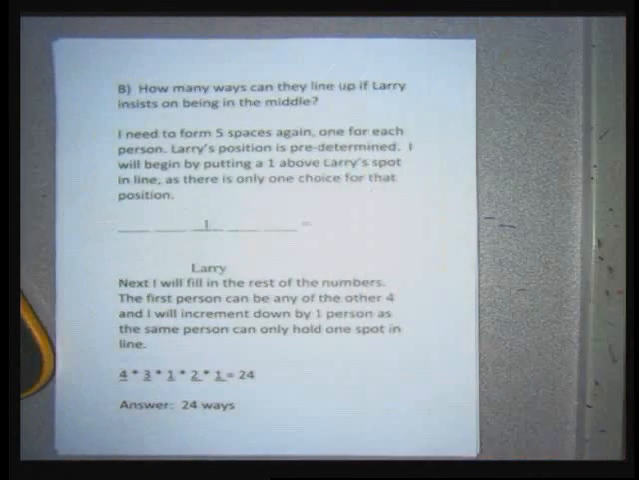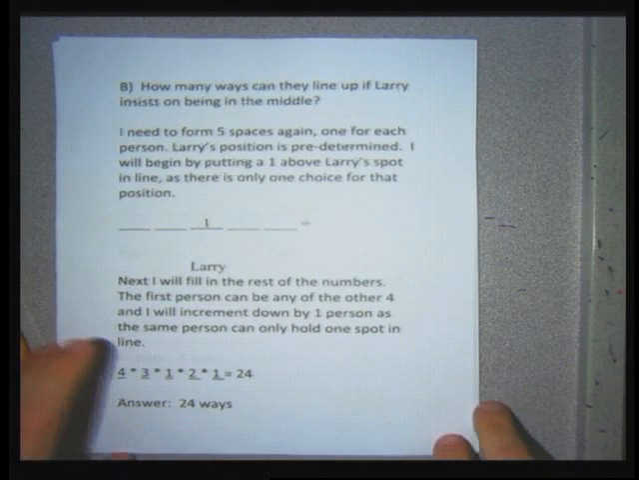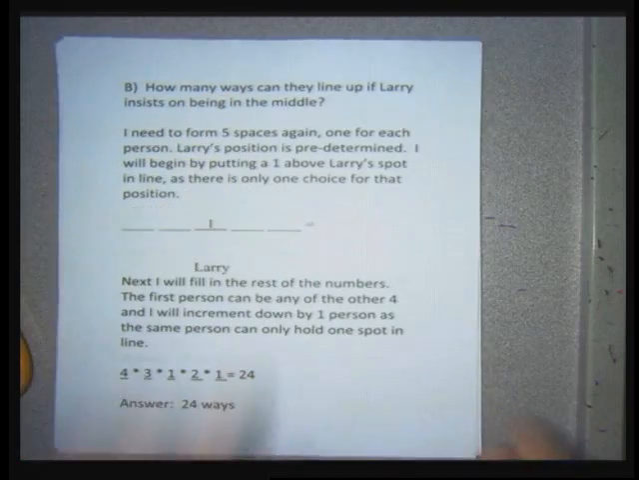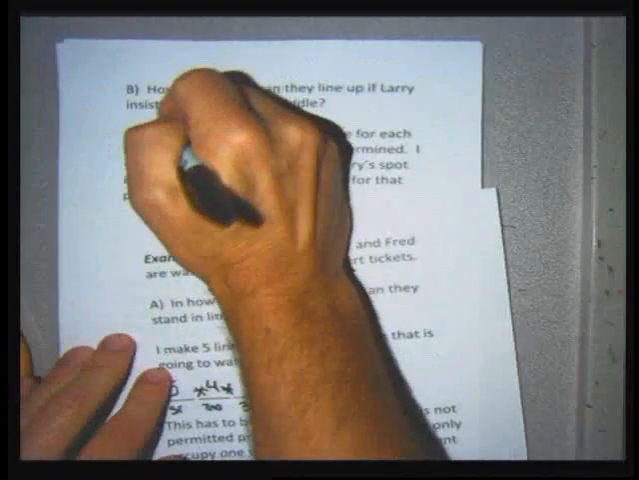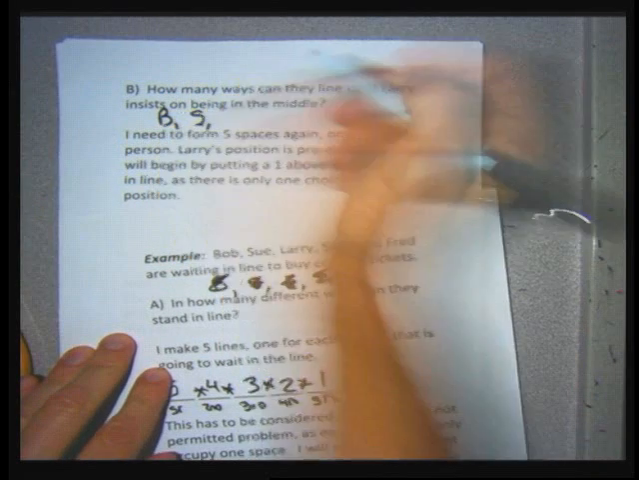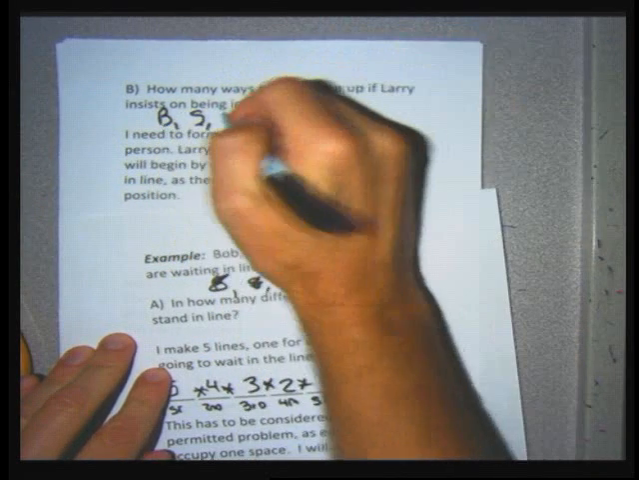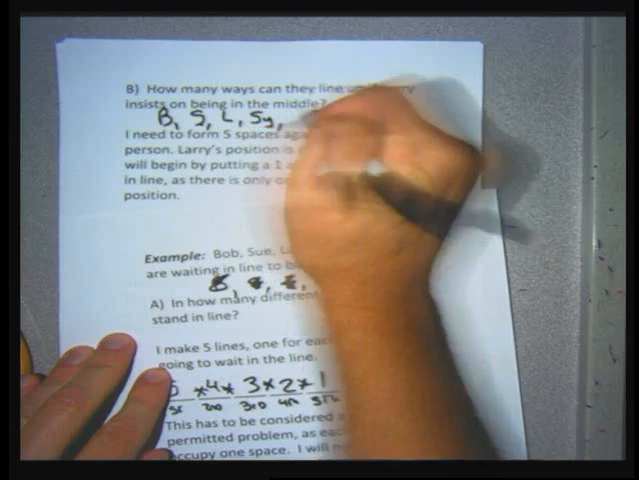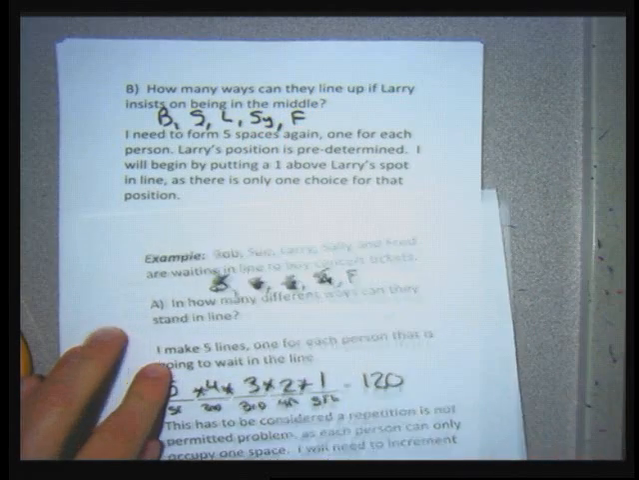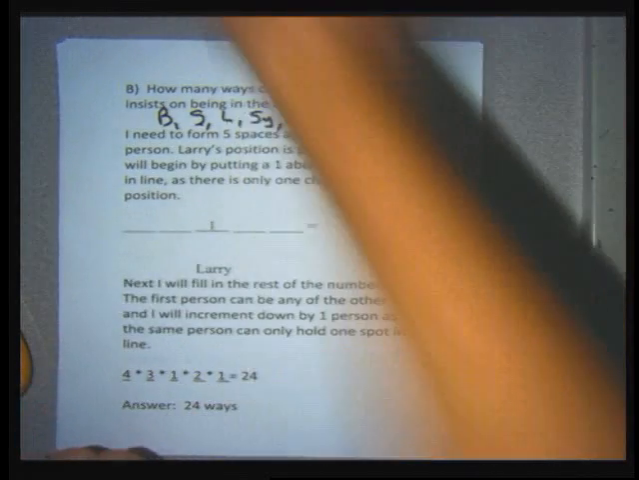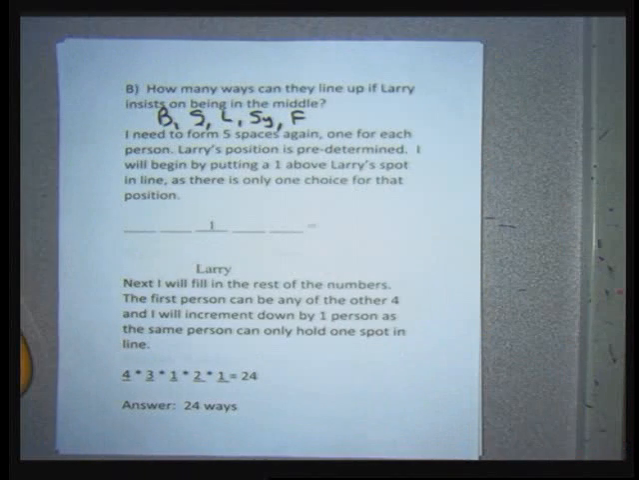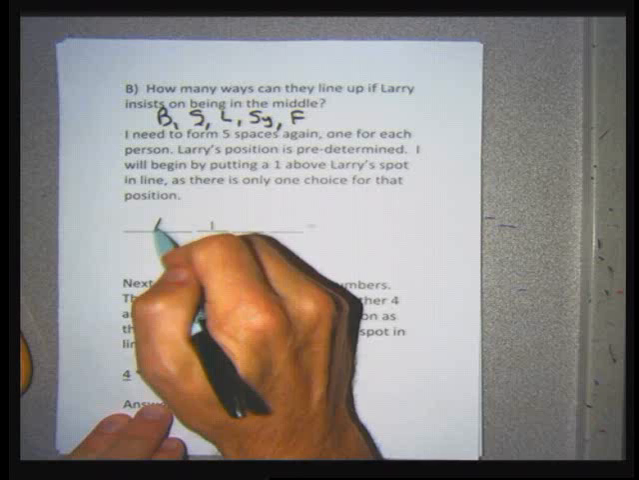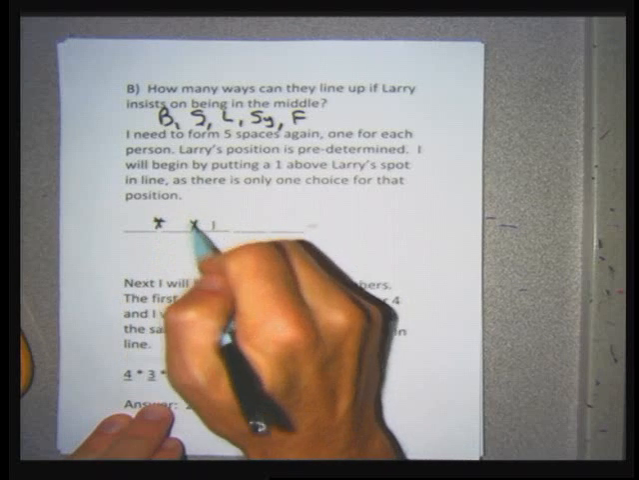So part B is where things get a little bit harder than the last section that we did. How many ways can they line up? Again, the 5 people are Bob, Sue, Larry, Sally, and Fred. And so how many ways can they line up if Larry insists on being in the middle?